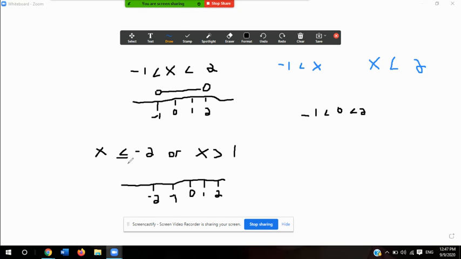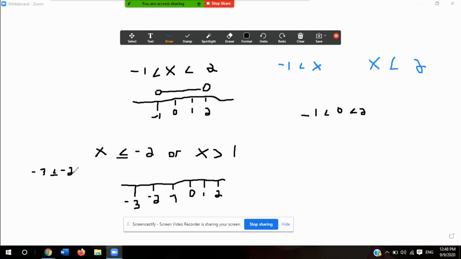So let's look at the first one. X is less than or equal to negative 2. What that's saying is that this first part is x is going to be any number smaller than or equal to negative 2. So negative 2 is part of my answer. And again, if you have any doubts with this, just plug in numbers that you think would fit. So what number could I say is less than or equal to negative 2? Besides negative 2, I can say negative 3. Is negative 3 smaller than or equal to negative 2? Yes, it is, because negative 3 is farther from 0.